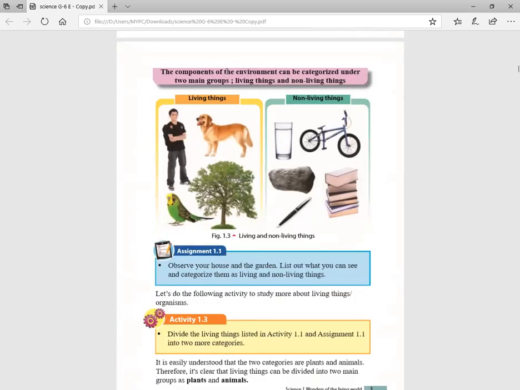The components of the environment can be categorized under two main groups: living things and non-living things. Okay, you can see living things and, on the other side, non-living things. Examples for living things: man, dog, trees, and other animals. Examples for non-living things: a glass, bicycle, rock, books, and pencil.